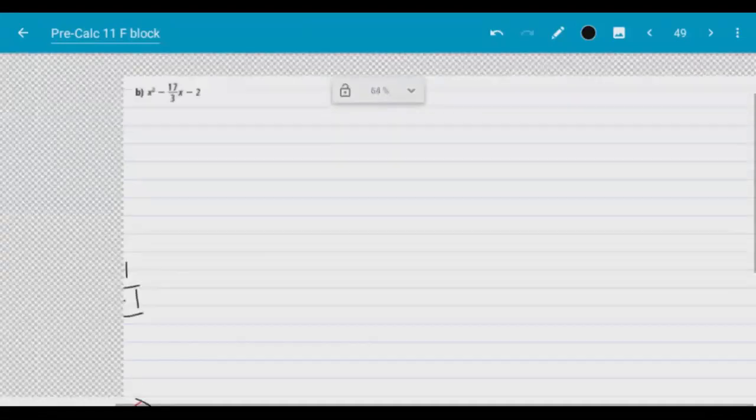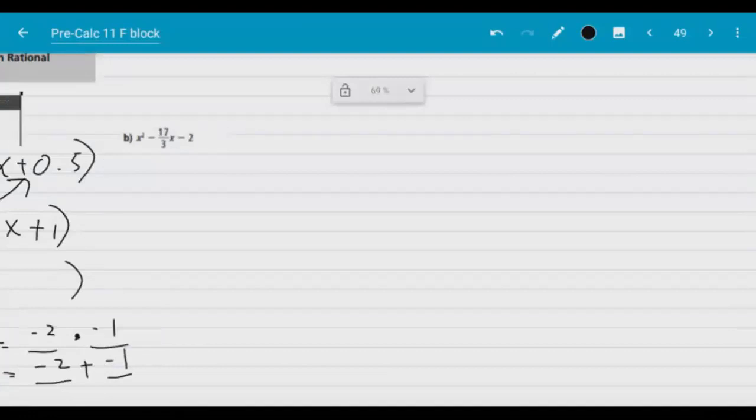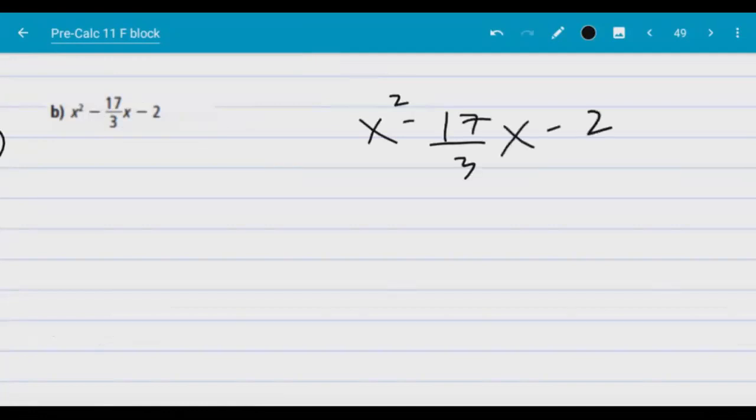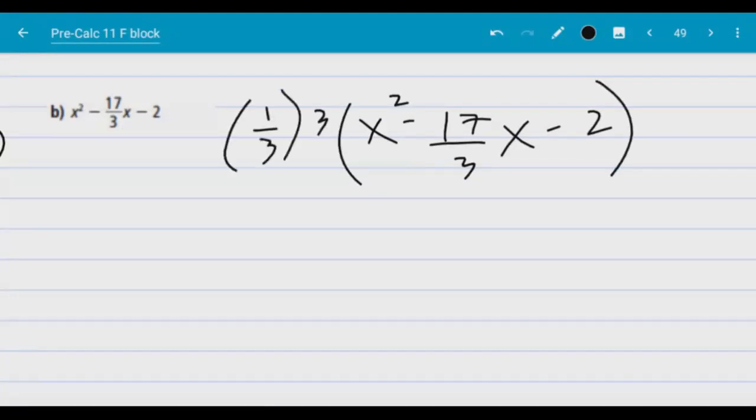x squared minus 17 over 3x minus 2. All right, so I'm going to be doing it here. Once again, I will try to get rid of the fraction to turn everything into a whole number, just like what I did in the first question wherein I got rid of the decimals. There is a 3 as a denominator, so if I multiply everything by 3, at the same time multiply everything by 1/3, I'm not really changing the expression.